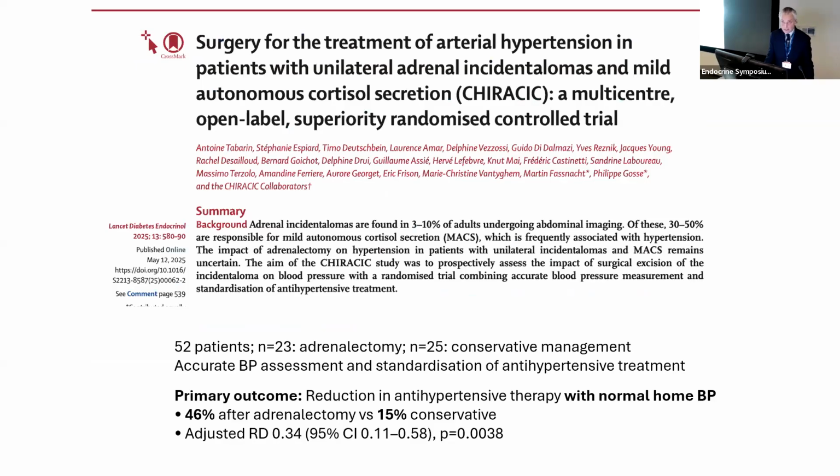Another trial was published earlier this year, and this study had the advantage that the antihypertensive treatment was standardized. There was an initial phase when patients were recruited in which all antihypertensive medications were stopped. Then, in a standardized stepwise approach, they were restarted. So everyone was at the same point, and then they were randomized to surgery or medical treatment. And this study had similar results.